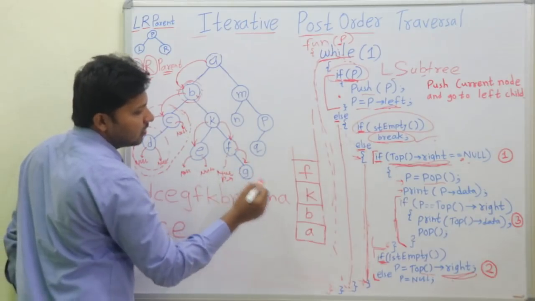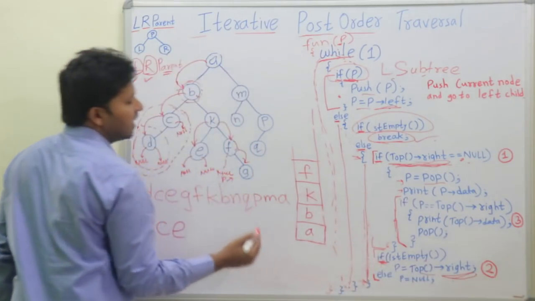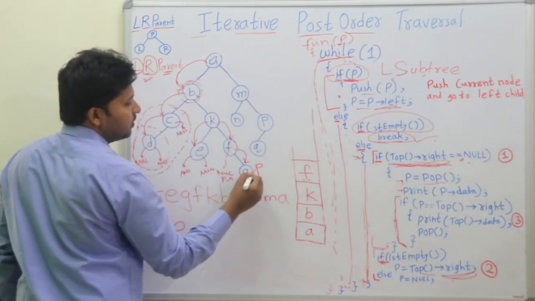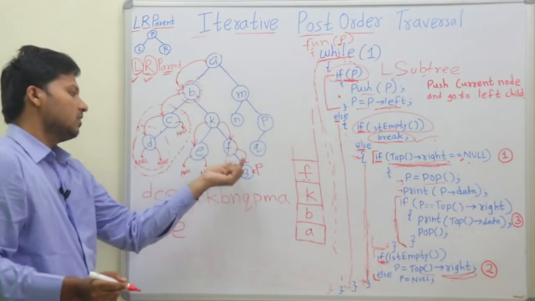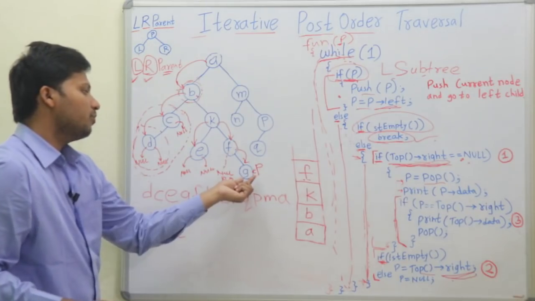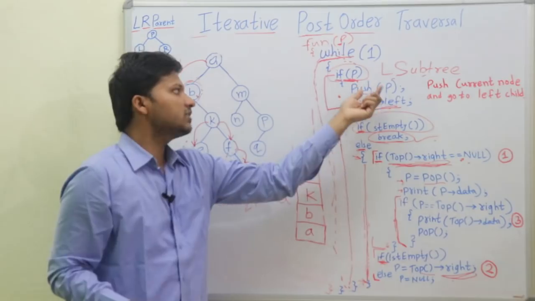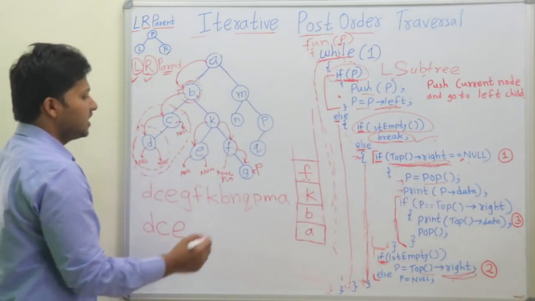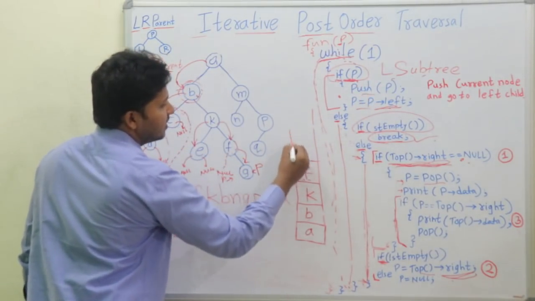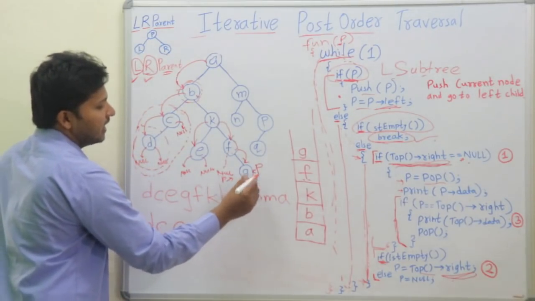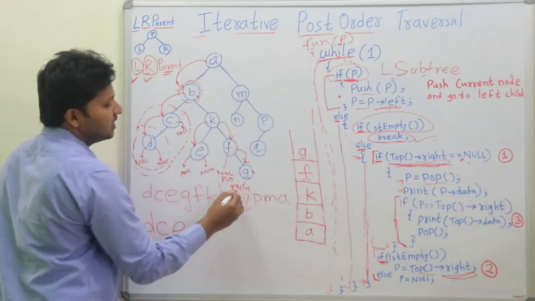So now P will point to the right child of top node of the stack, that is F. So now P points to G. Okay, so now as P points to G, in the next iteration, if P condition is satisfied, so push P and go to the left child. So G is pushed in the stack and go to the left child of G, so that is null. So now P points to null.